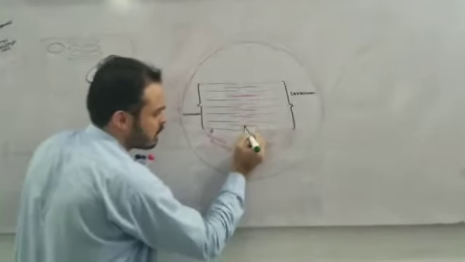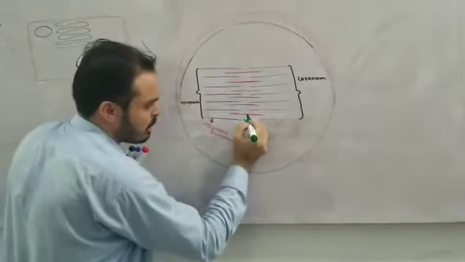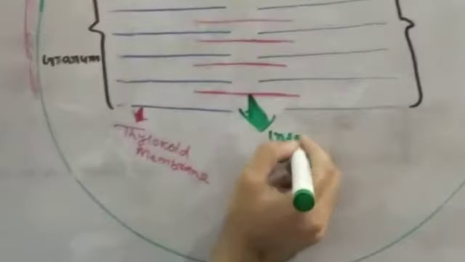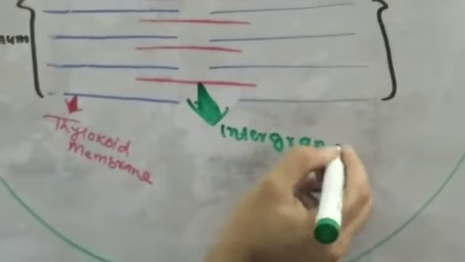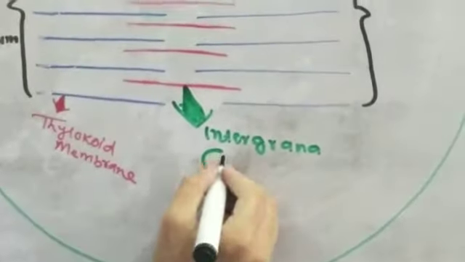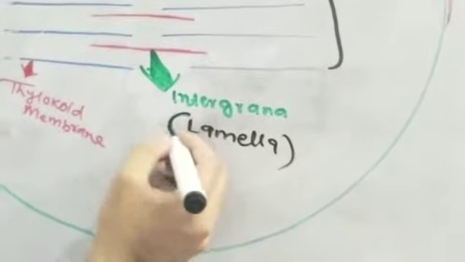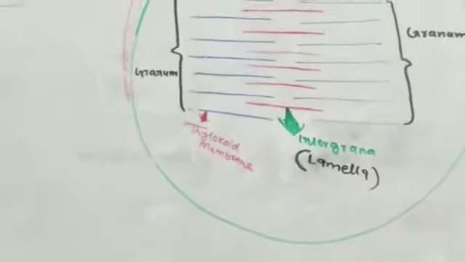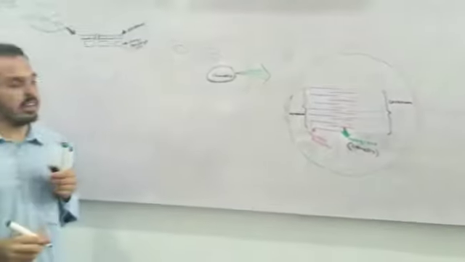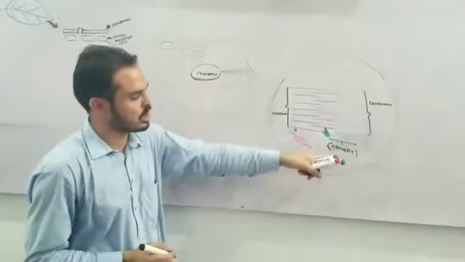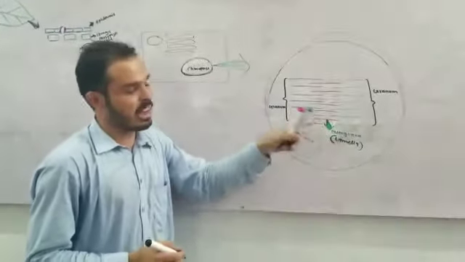What is the name of this? Intergrana, or it is simply called lamella. It is not the middle lamella. Just lamella. Middle lamella is a part of the cell wall. Clear? Cell wall has the middle lamella. This is just called lamella. So it is intergrana or lamella.